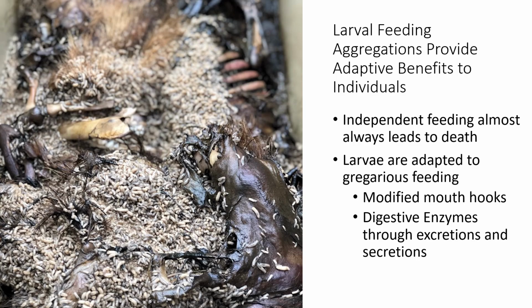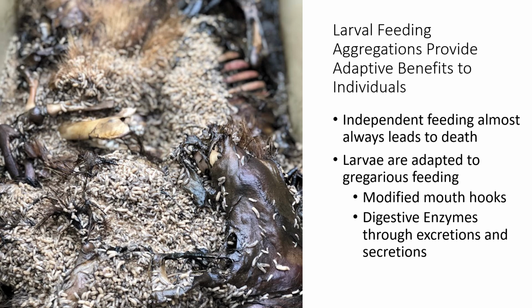What we do know is that these feeding aggregations do provide a benefit to individuals. When you take a maggot and you put it on a new resource and you let it feed, it will die 99% of the time. And that is because the actual physiology and anatomy of a maggot is not made to be able to feed like that on its own.